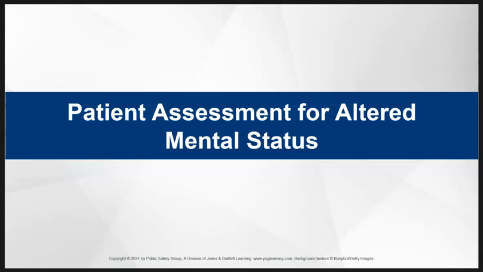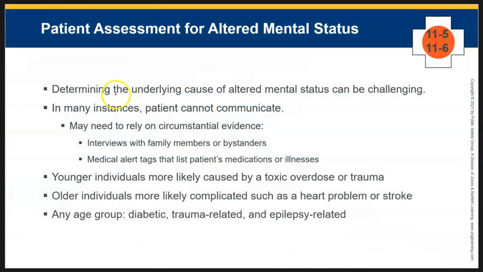When we consider AMS, we want to look for what the underlying cause is, but determining that's going to be pretty tough because a lot of times the patient's communication is going to be altered. So interviews with family members or bystanders that give us a good patient history, or particularly in the case of diabetes or epilepsy, a medical alert tag, either on a necklace or on a bracelet, is going to give us a little bit of a clue.